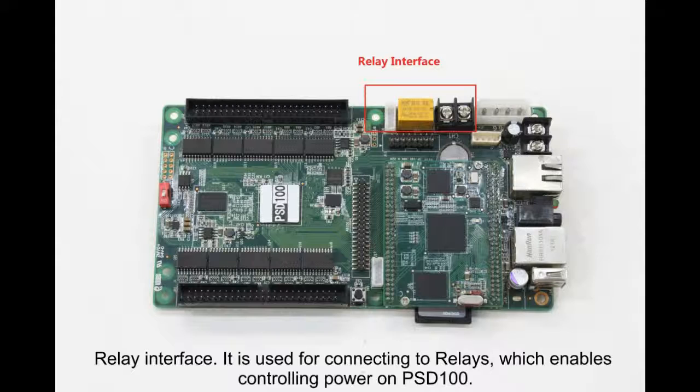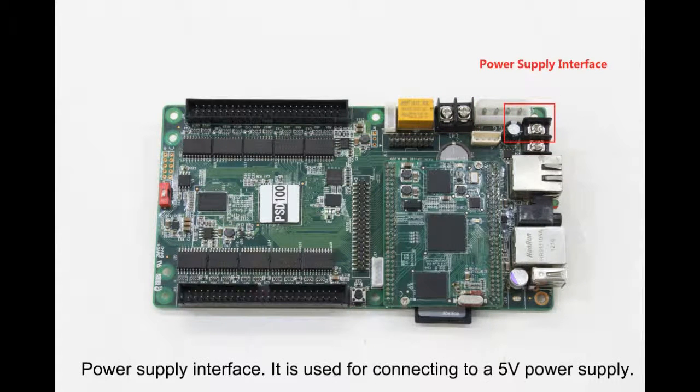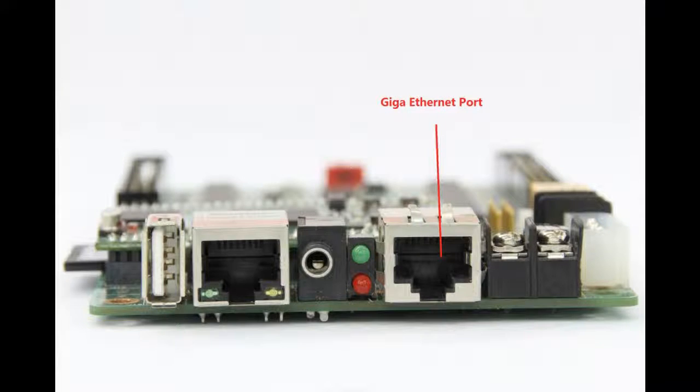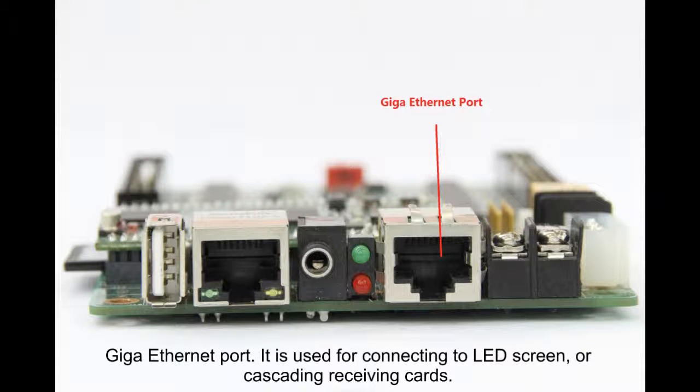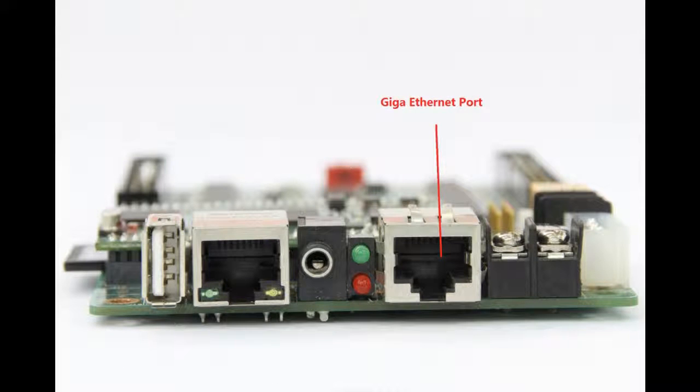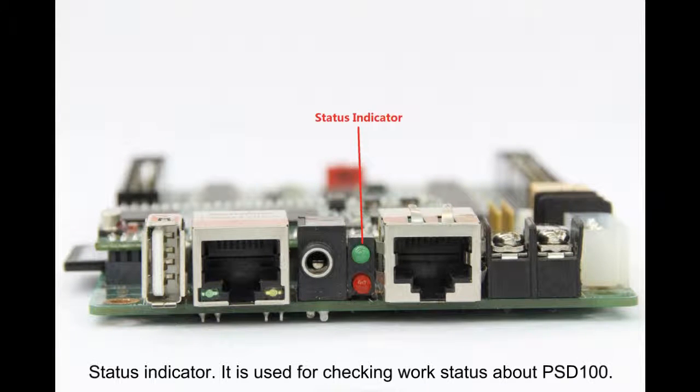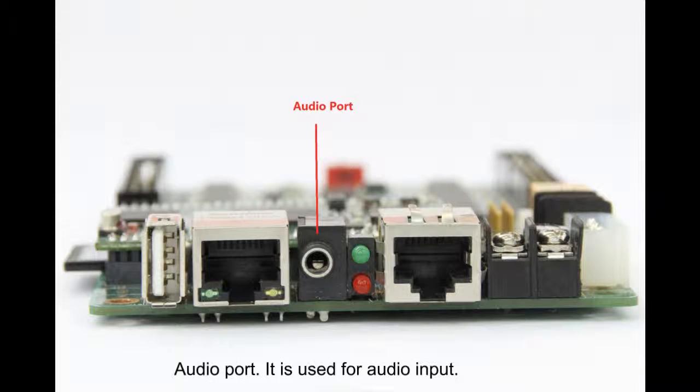Relay interface is used for connecting to relays, which enables controlling power on PSD100. Power supply interface is used for connecting to a FAT-V power supply. Giga Ethernet port is used for connecting to LED screen or cascading receiving cards. Status indicator is used for checking work status about PSD100. Audio port is used for audio input.